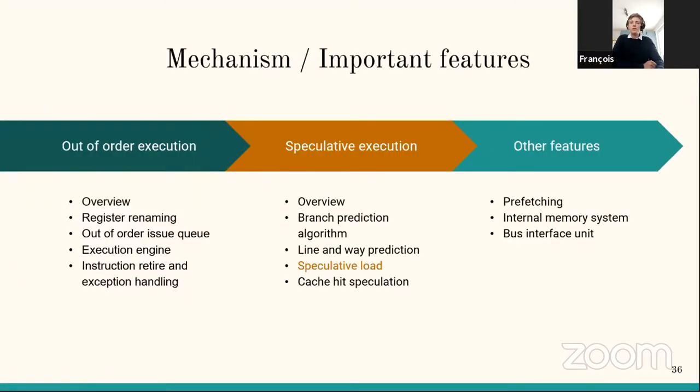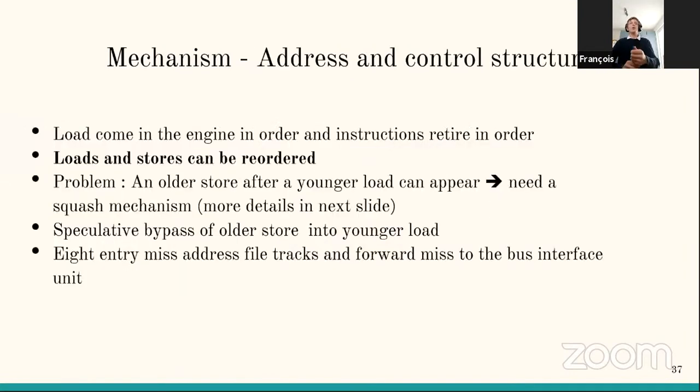And so now let's see another mechanism, which is the speculative load. Basically, the loads come into the engine in order and the instructions retire in order. This is clear. But loads and stores can be reordered inside of the execution engine, and there is a problem when we do this. An older store after a younger load can appear. We will see why in the next slide. So we need a squash mechanism, and if it happens, then we squash the processor and restart the pipeline. We also have a speculative bypass of an older store into a younger load, assuming that the older store will be executed before the younger load. And for the cache misses, there is an 8 entry miss address file that tracks and forwards the miss to the bus interface unit. We will see what the bus interface unit is in the last slide.